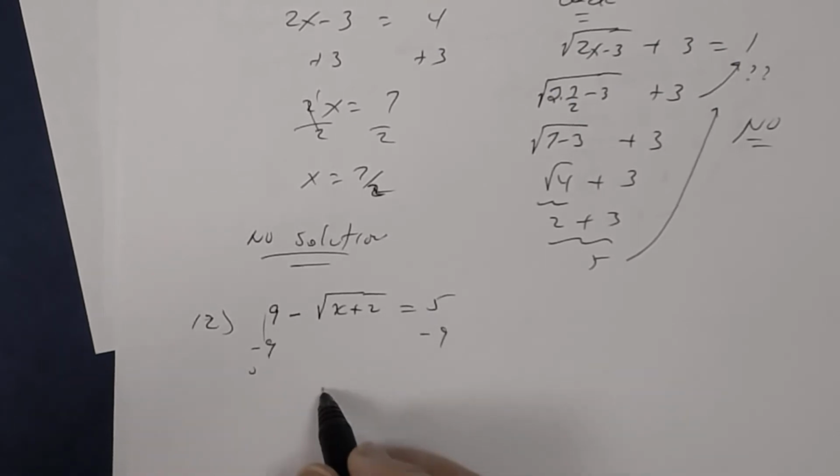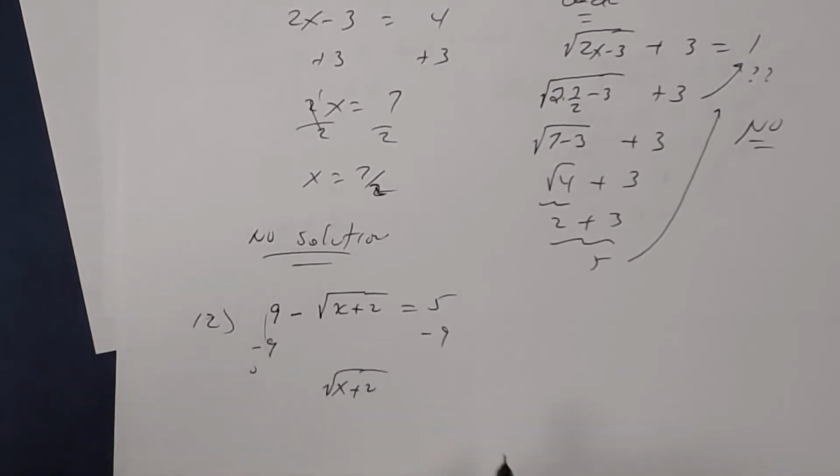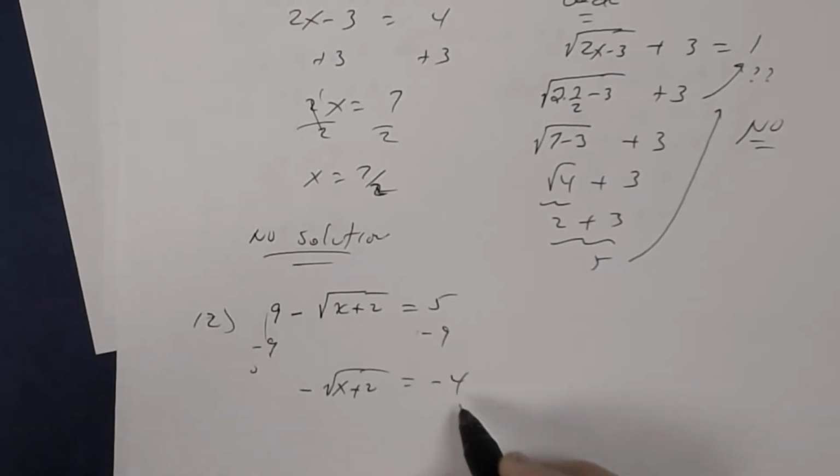But be careful, don't say that's the square root of x plus 2, because what you see in front is negative. That's a negative there, okay? So be careful. Equal, and what's 5 minus 9? Well, 5 minus 9 is a negative 4.